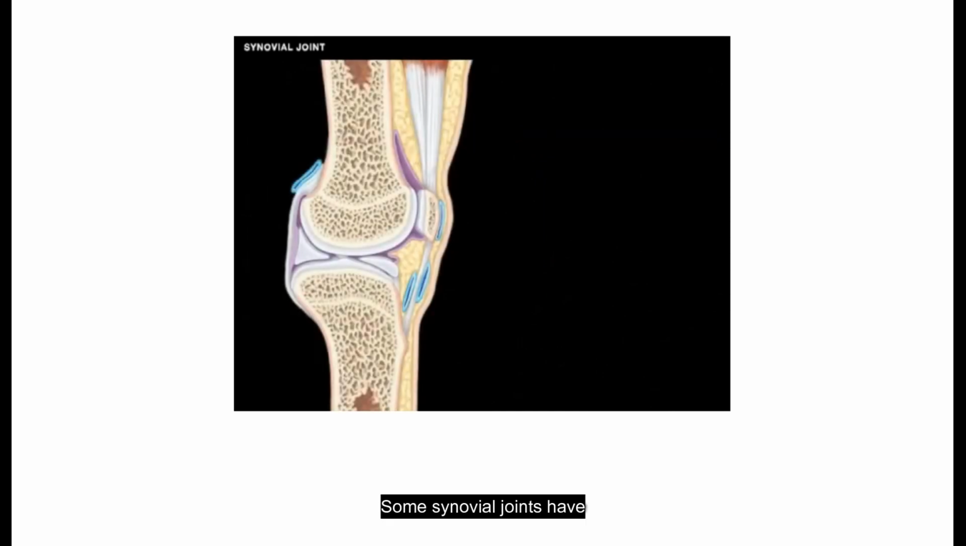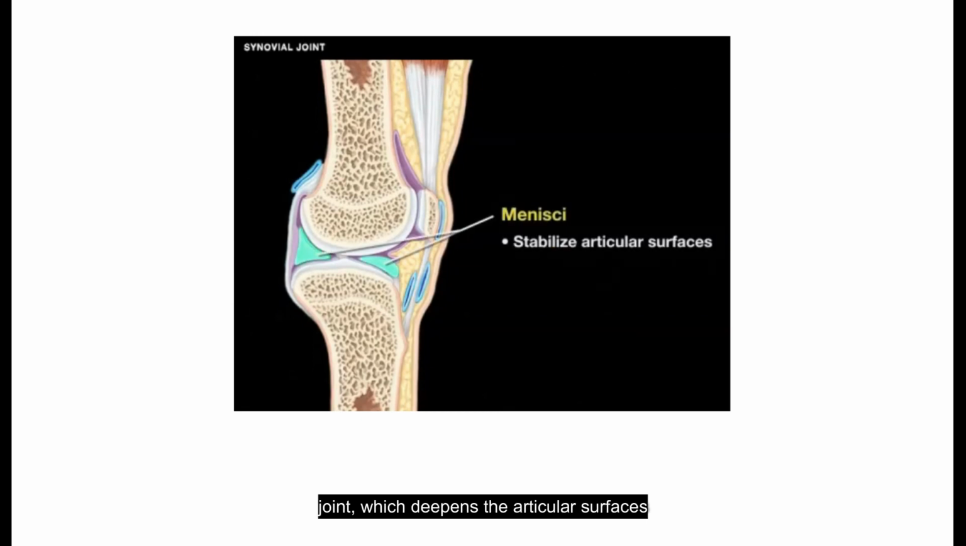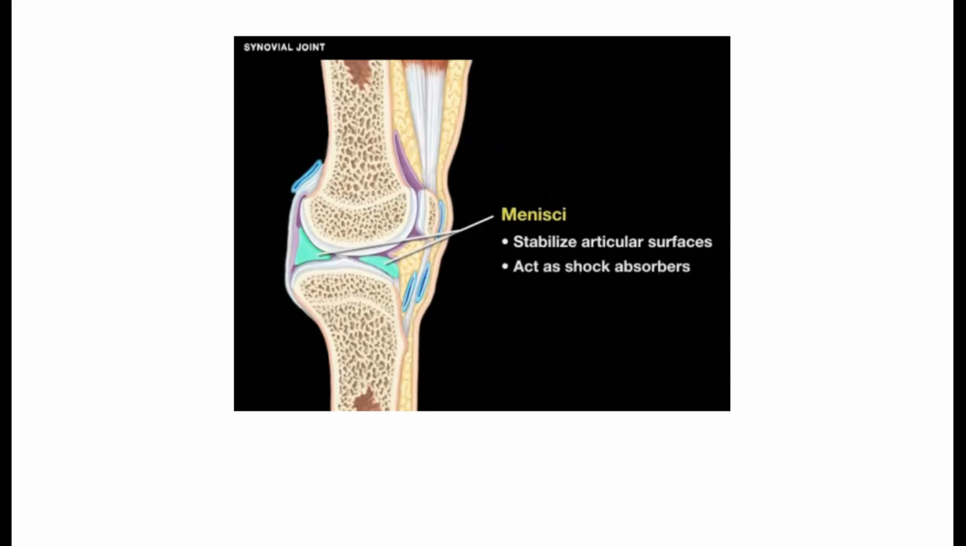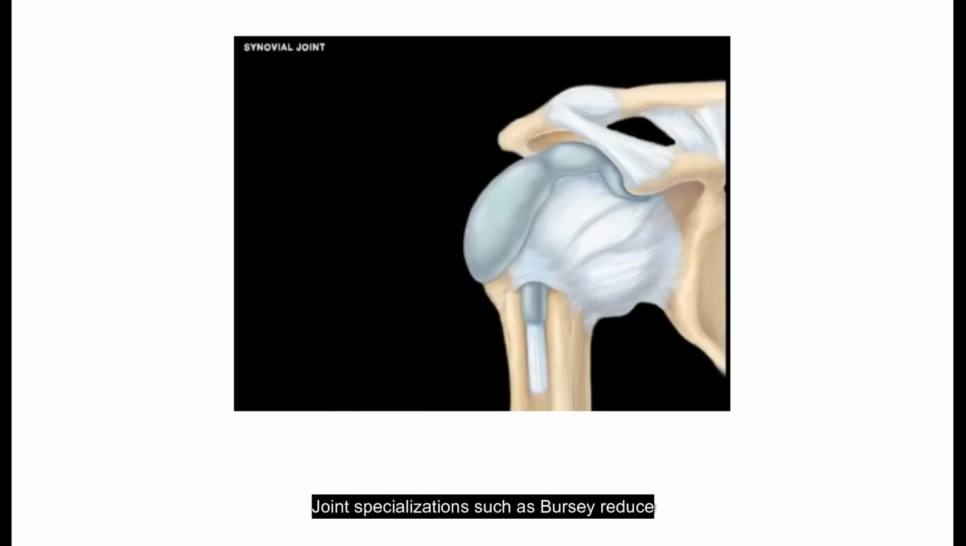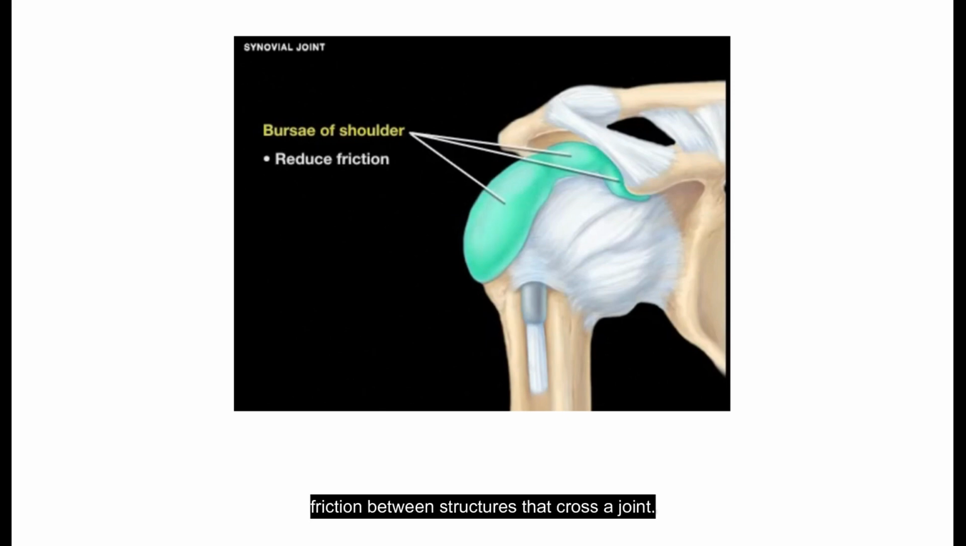Some synovial joints have fibrocartilaginous specializations. An example is the meniscus of the knee joint, which deepens the articular surfaces to increase joint stability and efficiency. It also acts as a shock absorber. Joint specializations such as bursae reduce friction between structures that cross a joint. For example, bursae in the shoulder lie between the joint capsule and several associated tendons.